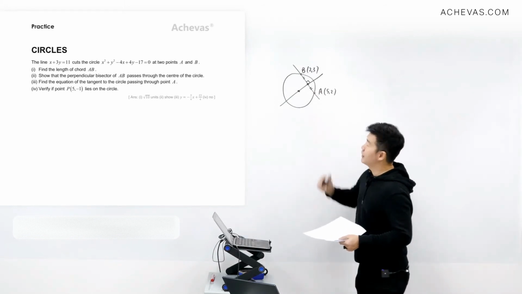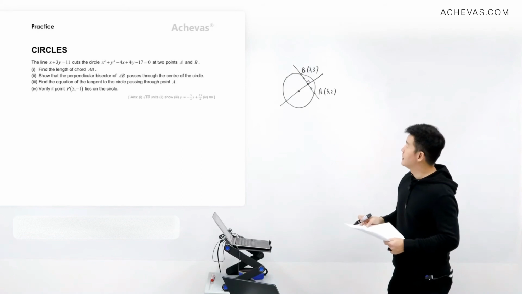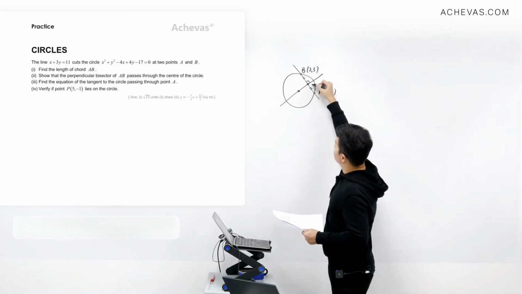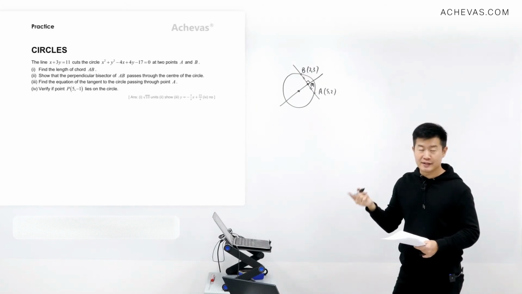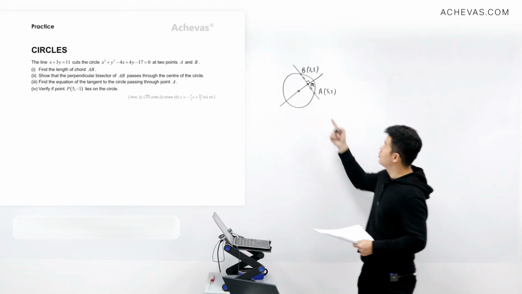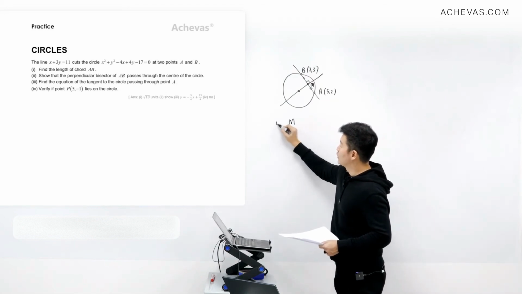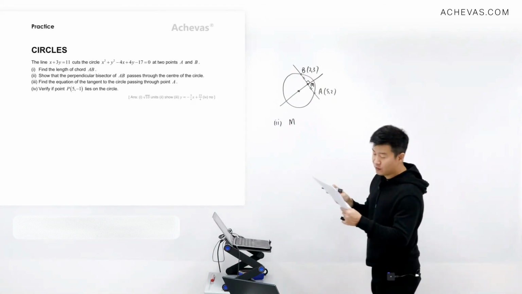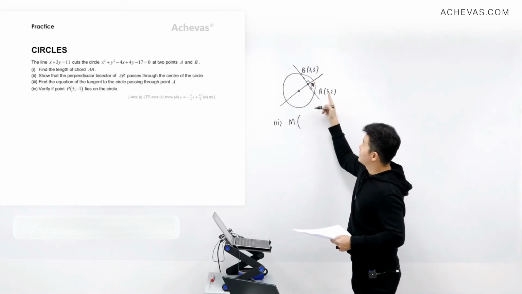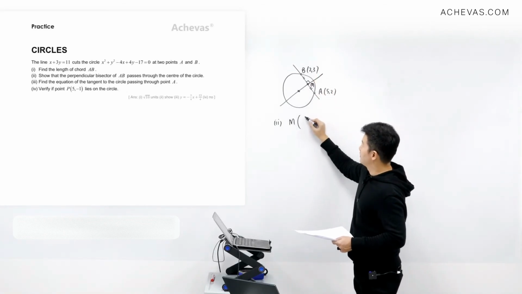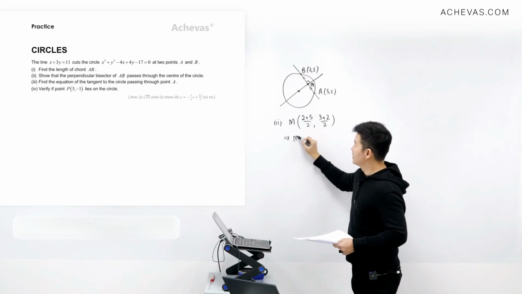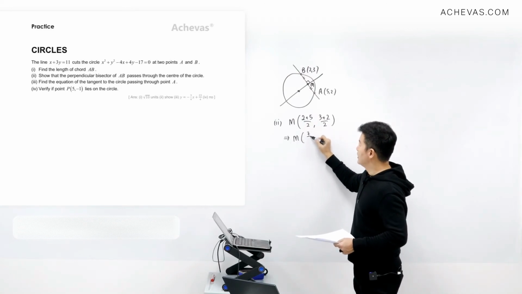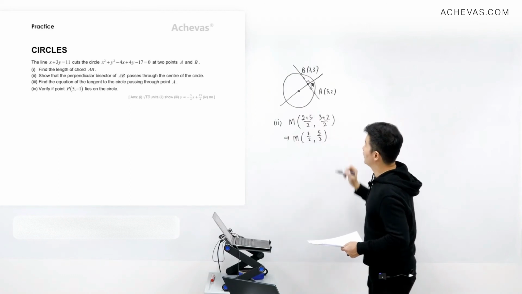Let's try to find the perpendicular bisector of this line AB. I am going to call this midpoint here M. Again, making use of what we have discussed in the chapter on coordinate geometry, we can find the coordinates of M. That will be (x plus x) divided by 2, (y plus y) divided by 2. So 2 plus 5 divided by 2, 3 plus 2 divided by 2, which means that the coordinates of point M are 7 over 2, 5 over 2.